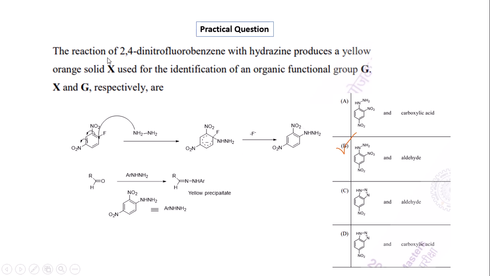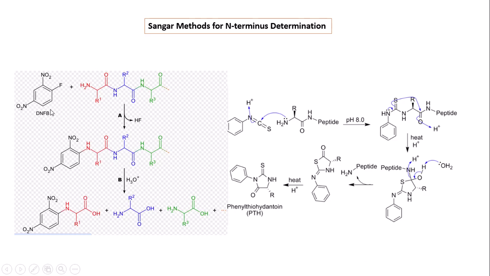Hence, the given problem is that the reaction of 2,4-dinitrofluorobenzene with hydrazine produces a yellow to orange solid X, used for the identification of functional group G. G means the aldehyde, so 2,4-dinitrophenylhydrazine is X and the aldehyde is G. Now, 2,4-dinitrofluorobenzene has also been used for the identification of the N-terminus of amino acids, and this is known as the Sanger method.